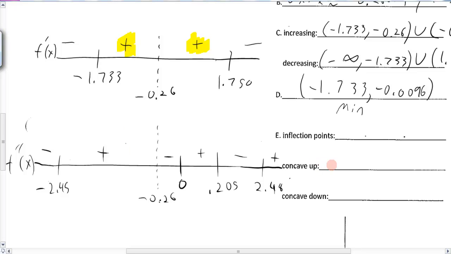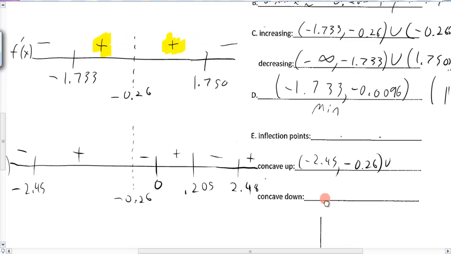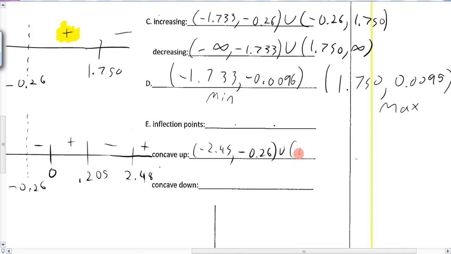So we're going to go ahead and look for anywhere we had positive concavity, and that will be in our list. So we go from negative 2.45 up to negative 0.26, union 0 to 0.205, union, and then 2.48 up until infinity.